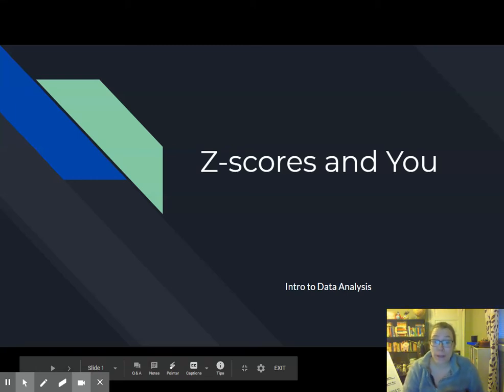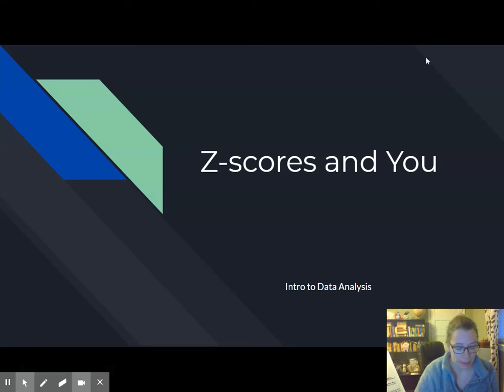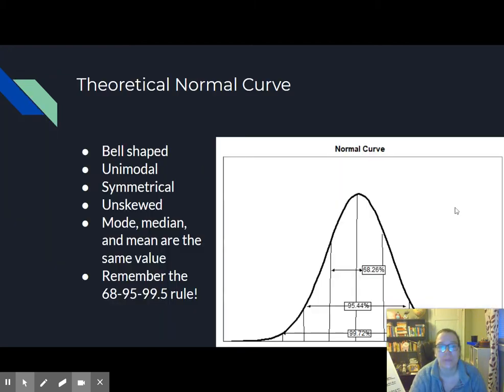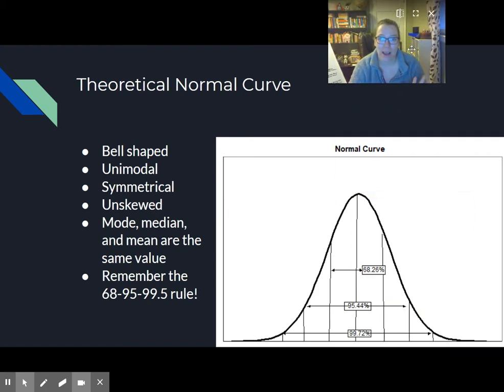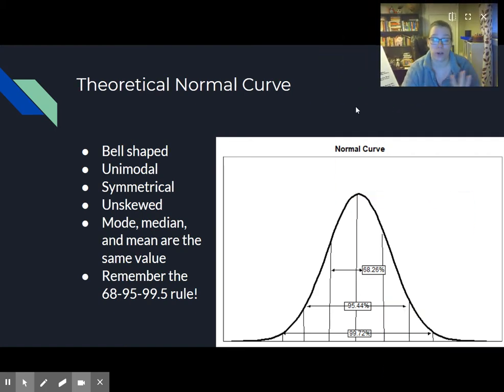All right, moving along to z-scores. Hopefully I don't lose you, if I haven't lost you already. So, z-scores and U. Remember, we have a theoretical normal curve, right? It looks like a bell curve, just like this.